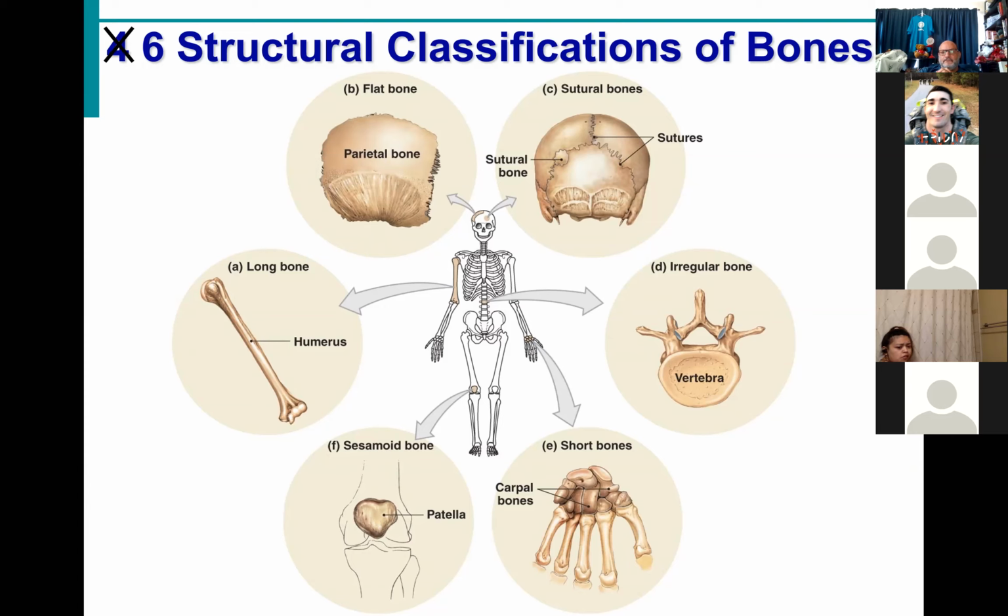What about the auditory bones? Where would those fall under? The auditory bones are examples of irregular bones. Yeah, the auditory ossicles are irregular.